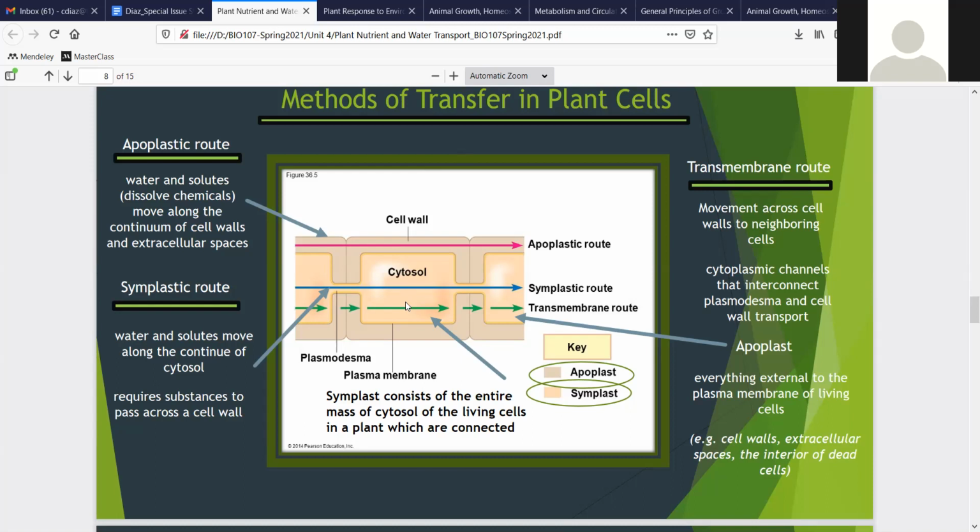I would like you to know how transpiration causes water to be lost by plants, and how plants need to think about and need to have adaptations to keep water in them because of that process.